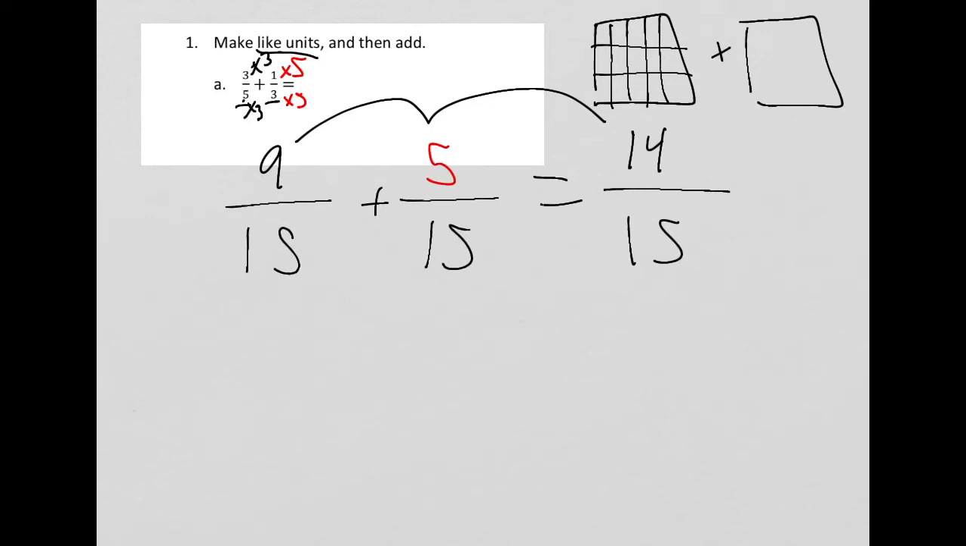14/15. So all I did to find my common denominator was multiply my current denominators together, 5 and 3, and then I made sure to treat the numerators the same way. You have to remember you're multiplying the numerator and the denominator to create your equivalent fractions. Otherwise, you're changing the value.